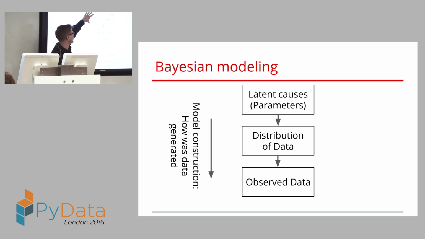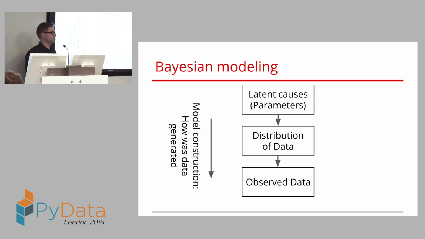So really, you start from the top and say, OK, these are the things that I think are driving my data and underlying it. Then you link that to the observed data by making an assumption on the distribution of that data. And that can be a normal distribution. It can be a student t distribution if you want to have more mass in the tails and be more robust. But you can switch all that out.